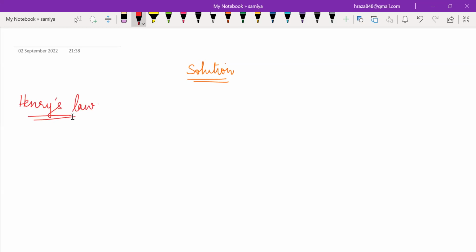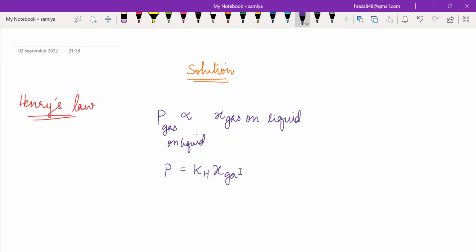So see, what is Henry's law? According to Henry's law, partial pressure of gas on liquid is directly proportional to the mole fraction of gas in liquid, and this proportionality sign is removed by putting a constant K. That is Henry's constant.